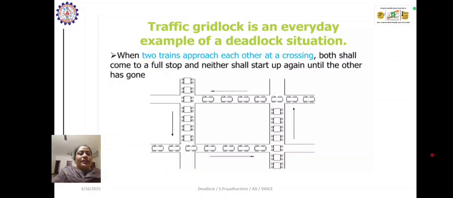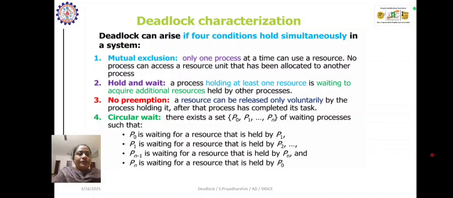So for example, consider a traffic deadlock, an everyday example of a deadlock situation. When 2 trains approach each other at a crossing, both shall come to a full stop and neither shall start up again until the other has gone. So this situation is called a deadlock.